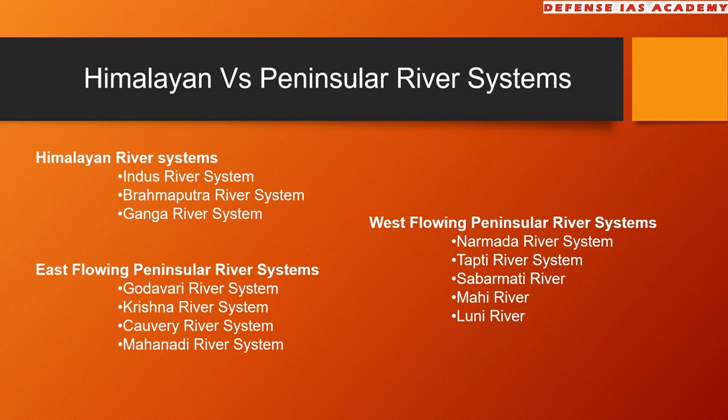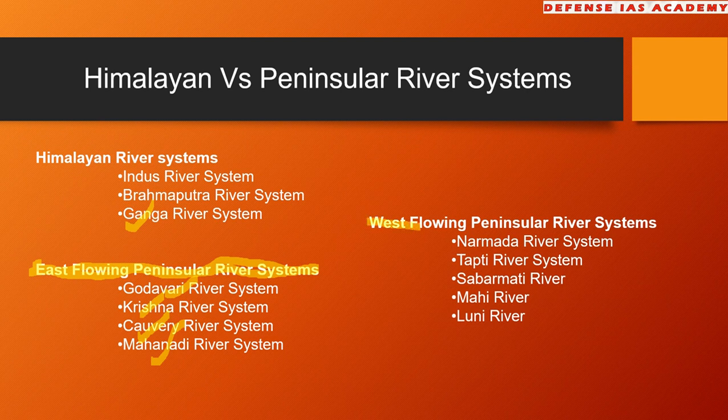Next, the classifications, like which river comes under what system. The Himalayan river system has the Indus river system, Brahmaputra river system, and the Ganga river system. Then the east flowing peninsular river systems have the Godavari river system, the Krishna river system, the Cauvery river system, and the Mahanadi river system.